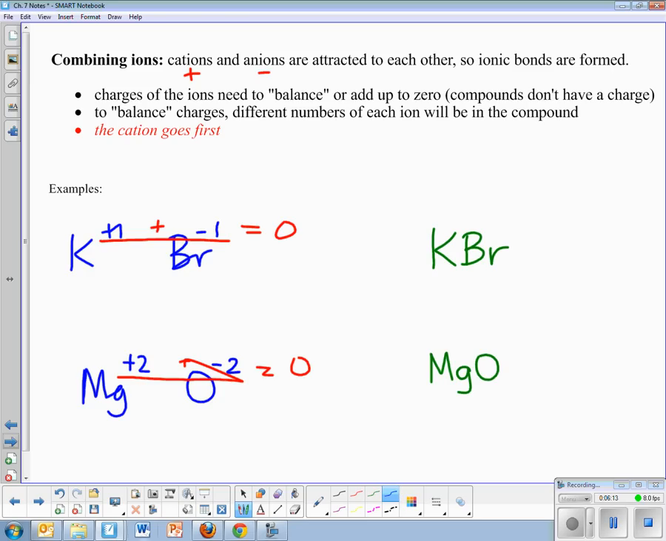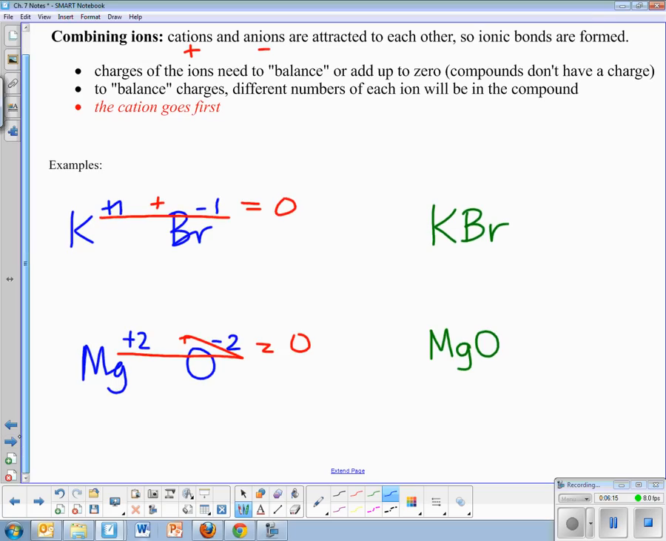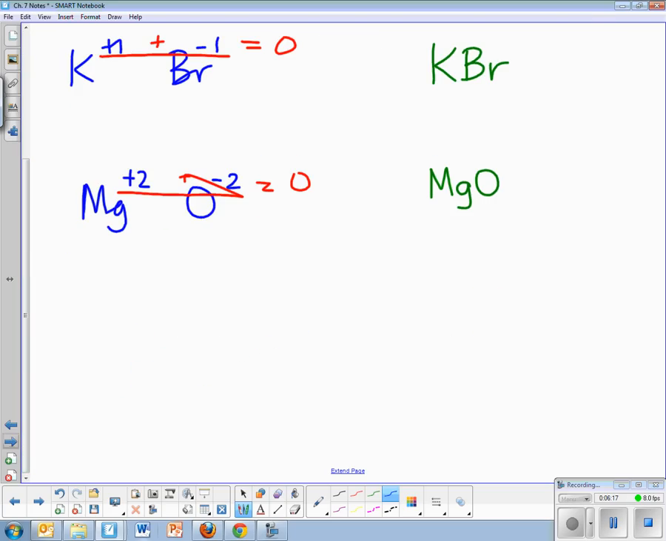Okay. Let's do another one now where they're not the same number. So let's do Ca and Cl. You look up calcium, it's a +2 charge. You look up chlorine, and it's -1. So now, these do not add up to 0.